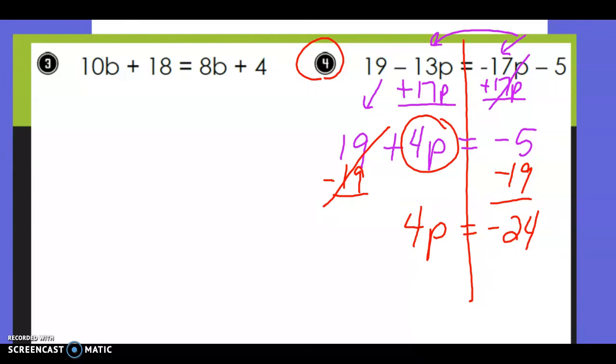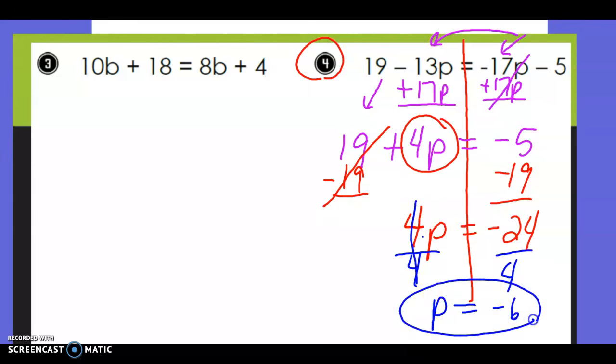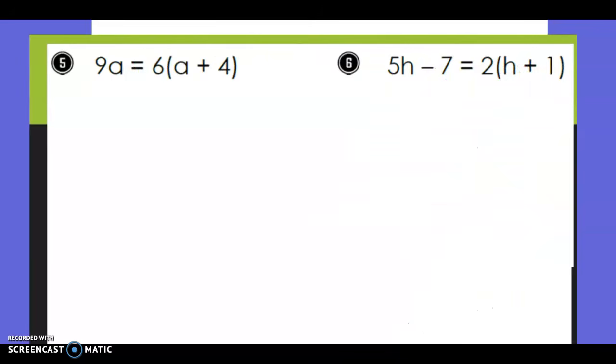And my final step will be to divide by 4 because these were times, so I divide. This gives me 1p equals, and then negative 6. All right, let's look at some that get a little bit harder. Looking at number 5, any thoughts on where we could start on that problem?